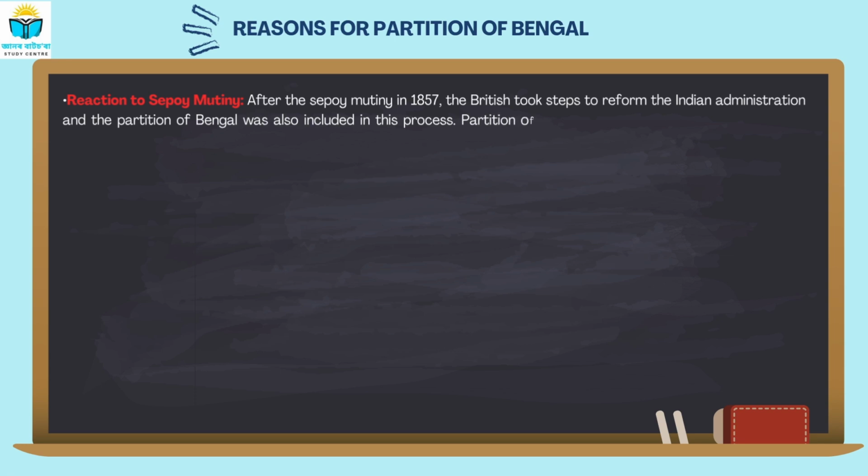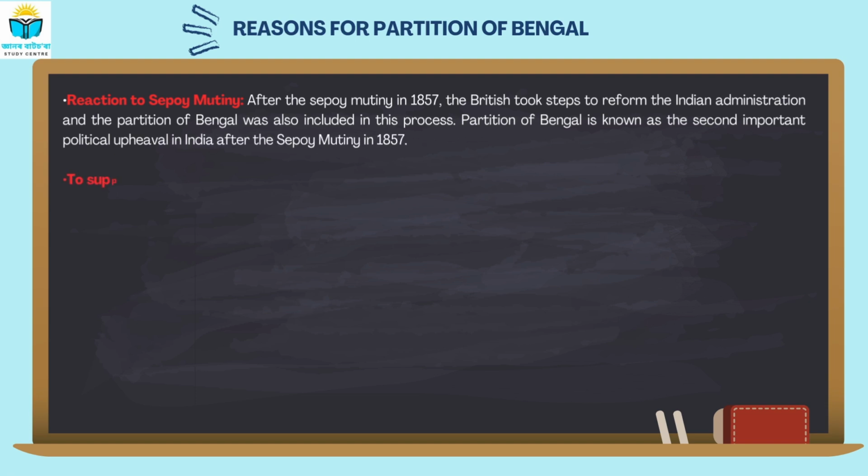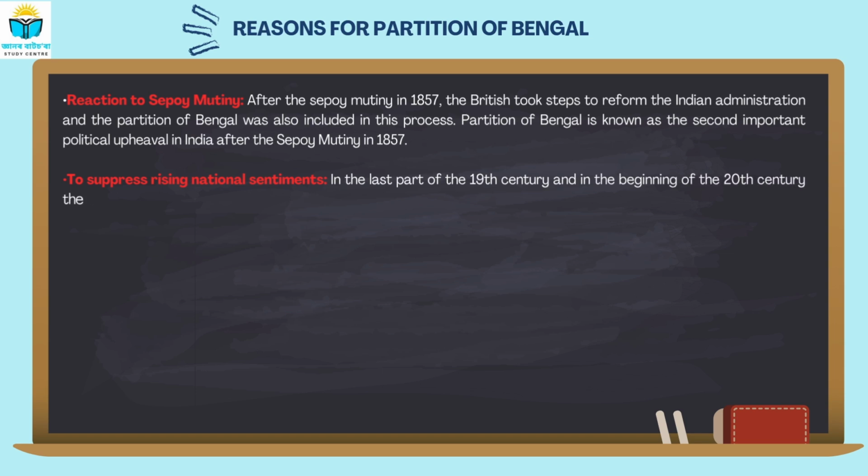After the Sepoy Mutiny of 1857, the British began reforming Indian administration, and the Partition of Bengal was included as part of this process. In fact, it is considered the second most important political upheaval in India after the revolt of 1857. To suppress rising national sentiments.